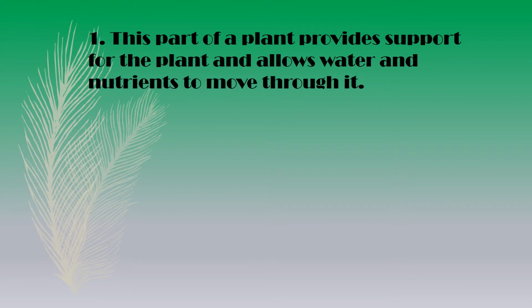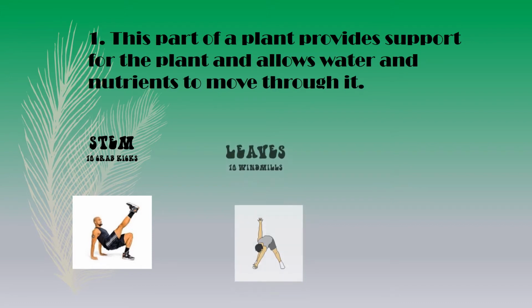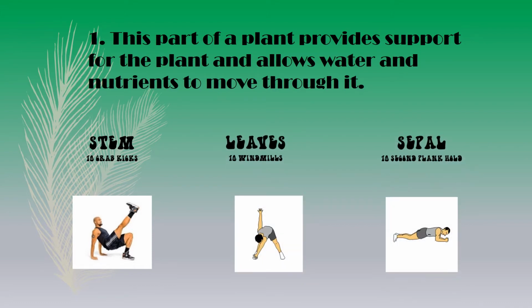Number 1. This part of a plant provides support for the plant and allows water and nutrients to move through it. If you think it is stem, do 10 crab kicks. If you think it's leaves, do 10 windmills. If you think it's sepal, do a 10-second plank hold. Pause the video to do your exercise and then hit play to see if your answer is correct. The answer was stem, and you should have done 10 crab kicks.